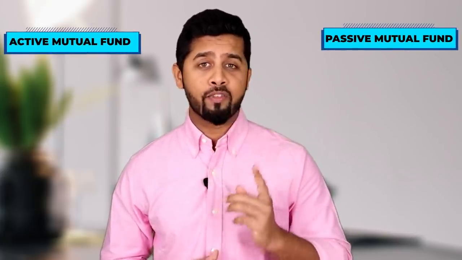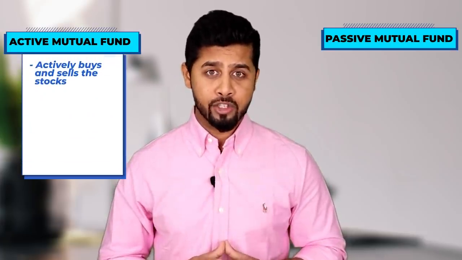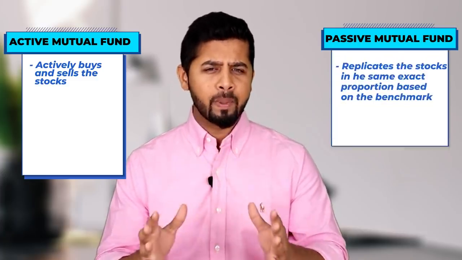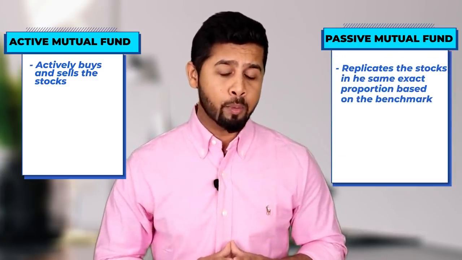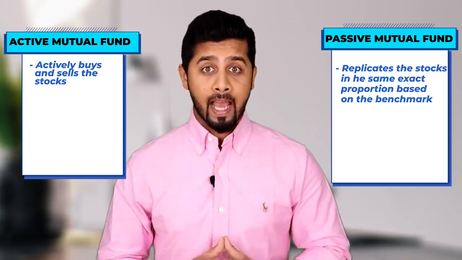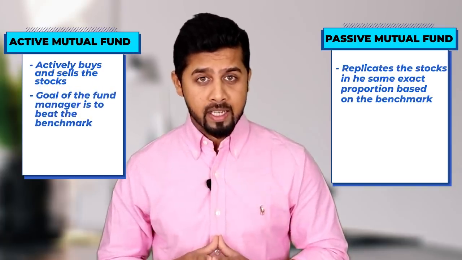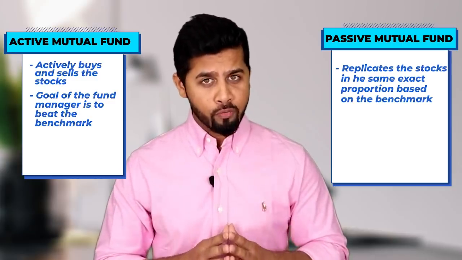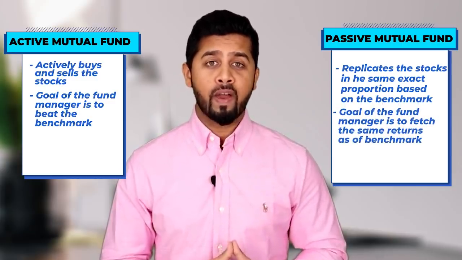Now that you understand what is active mutual fund and passive mutual fund, let's understand the difference between active versus passive mutual fund. So the first difference is that in an active mutual fund, the fund manager actively buys and sells the stock from the portfolio, whereas in a passive mutual fund, the fund manager simply replicates the stocks in the same exact proportion based on the benchmark it replicates. Second difference is that in an active mutual fund, the goal of the fund manager is to beat the benchmark in terms of returns, whereas in passive mutual fund, the goal of fund manager is to fetch same return as of benchmark.